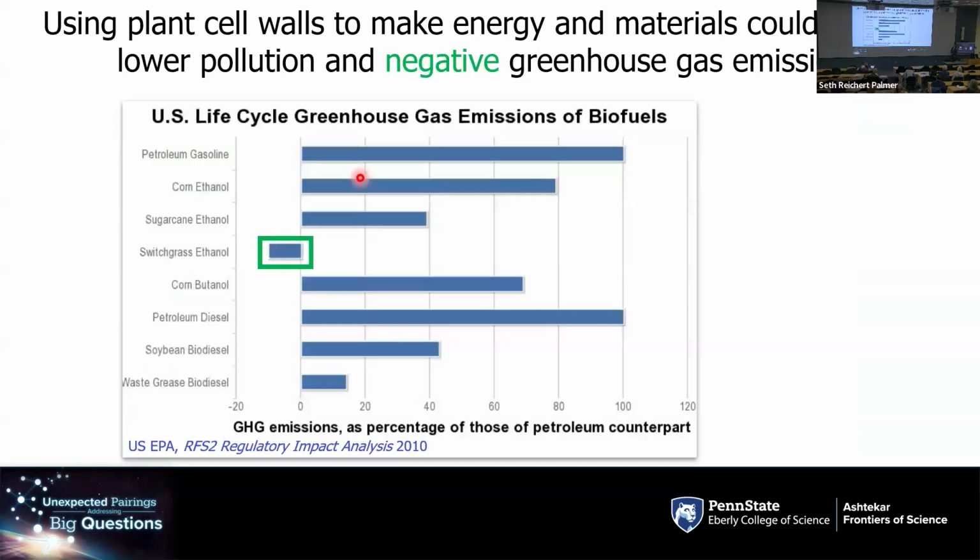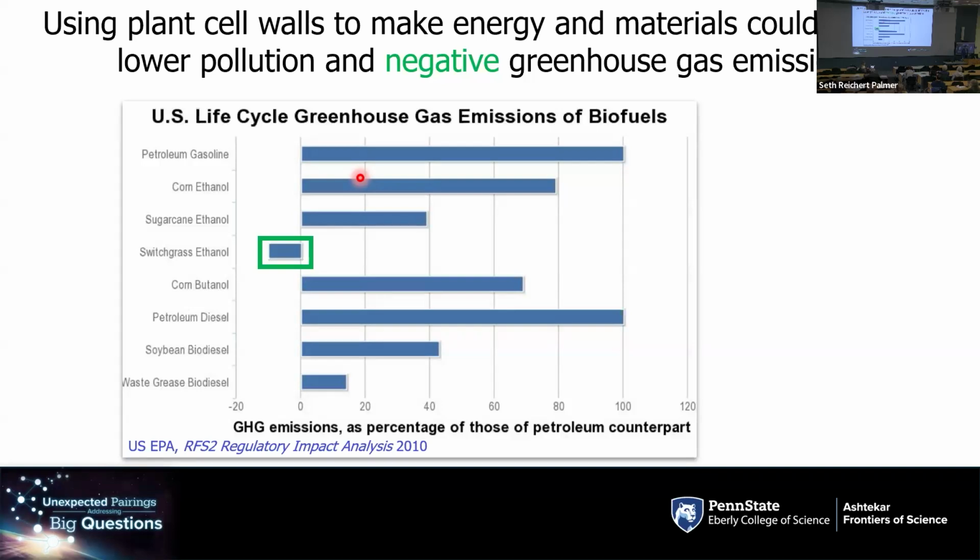One of the things that's also inspiring to me as a plant biologist is the idea that using plant cell walls, right? These are the components of plants that make up most of their bodies, to generate energy and materials might actually result in both lower pollution, because we're generating types of fuels that don't produce all of the air particulates and sulfur dioxides and nitrous oxides that are so damaging to our climate and our air quality, lower overall air pollution, and also net negative greenhouse gas emissions.